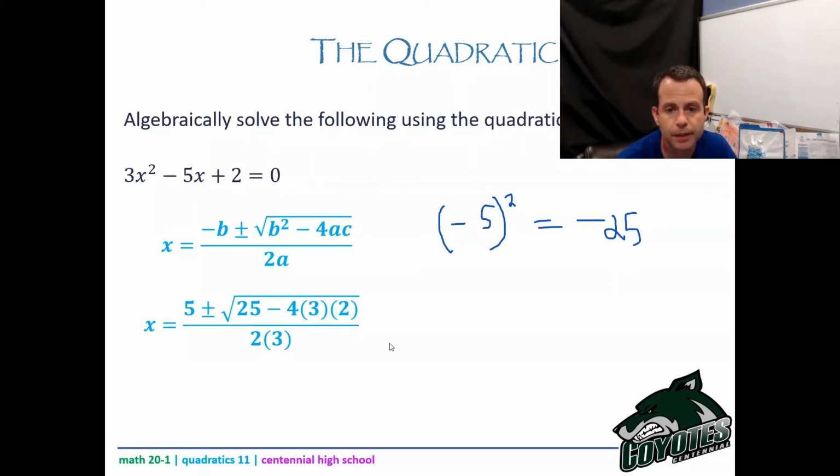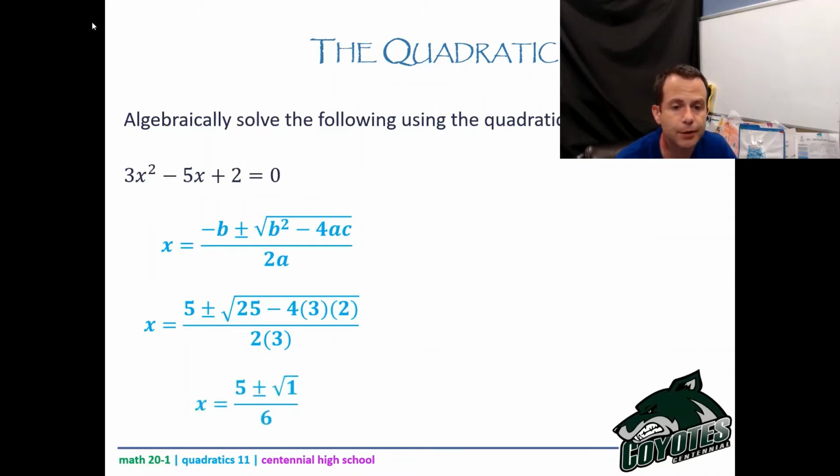Okay, get rid of that. And so now the next step I did was I figured out what number essentially was underneath the square root. So I did this 25 minus 4 times 3 times 2, okay? 4 times 3 times 2 is 24. 25 minus 24 is 1. So right now I'm looking at 5 plus or minus the square root of 1 all over 6.